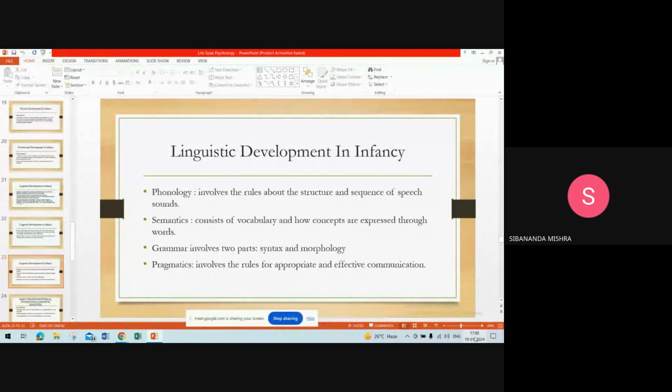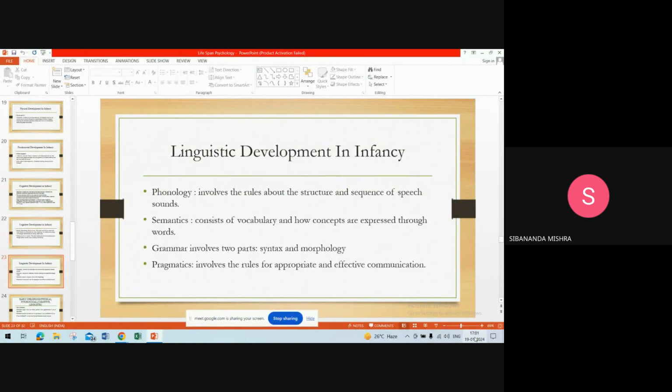At about 4 months of age, babies can read lips and discriminate speech sounds. The language the infant speaks is called babbling. Babbling. You know babbling? After a few months, around 6 months, the infant uses their name and personal pronouns like I, me, and mine.